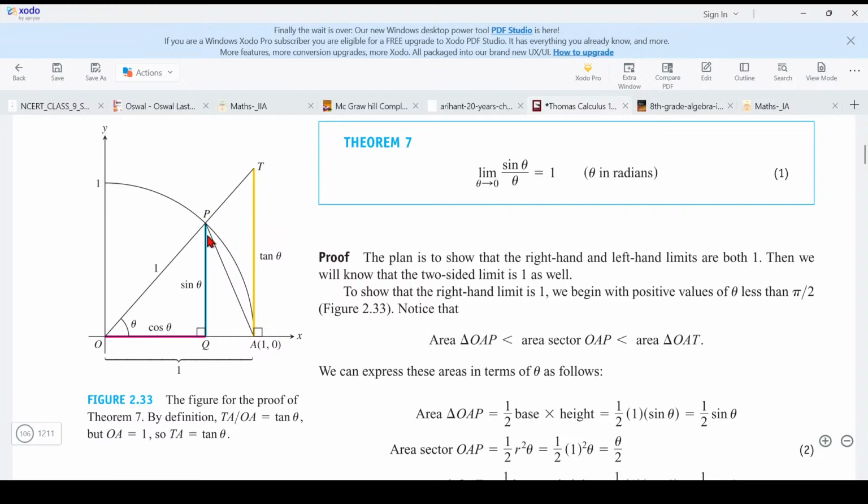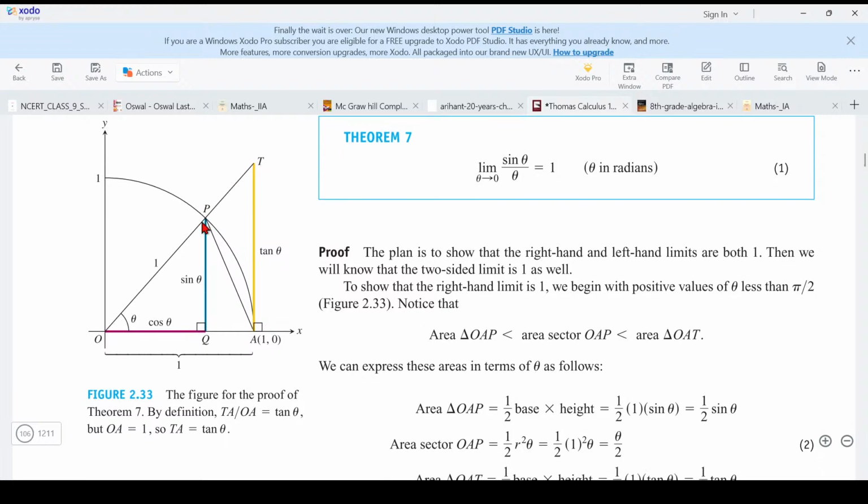Forget about that. The area of this triangle OAP is lesser than this sector area, because there is this part extra, right? This triangle area is lesser than this sector area.